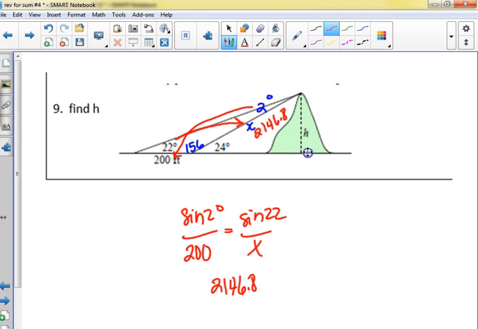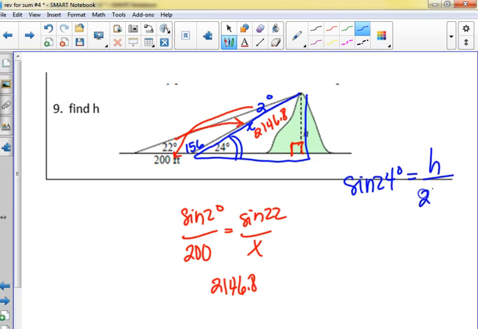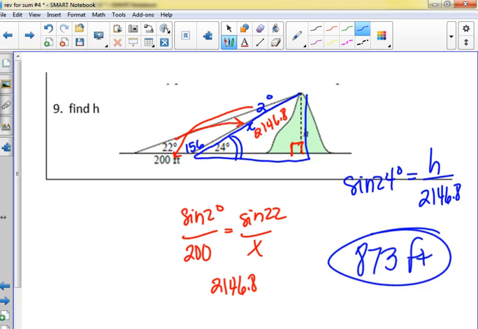So now how am I going to find h? Well, I'm just going to be lazy and use SOHCAHTOA because it's a right triangle here. See this? From this angle over here, the sine of 24 degrees is just opposite over hypotenuse. I got 873. The mountain is 873.1 or something feet tall. Did anyone get that? Okay.